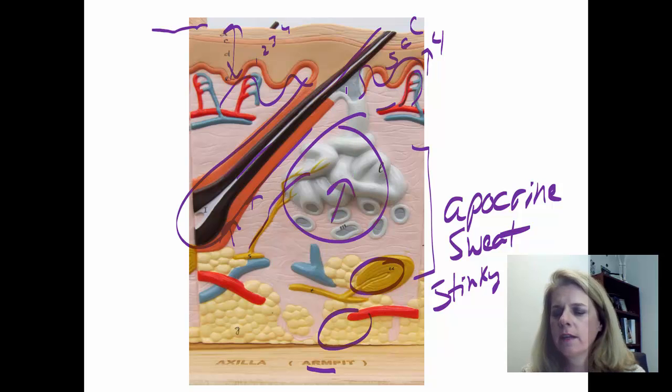Apocrine sweat glands, instead of taking it to the surface of the skin, dump their sweat into the hair follicle. So it's going to enter where the hair comes out, and then the stinky sweat will come out the same pore that the hair does. So that's your apocrine sweat gland.